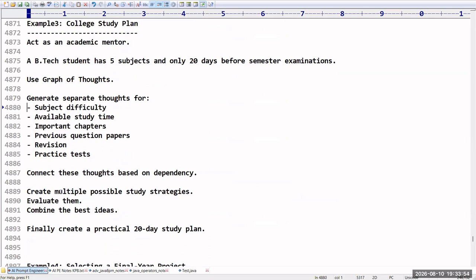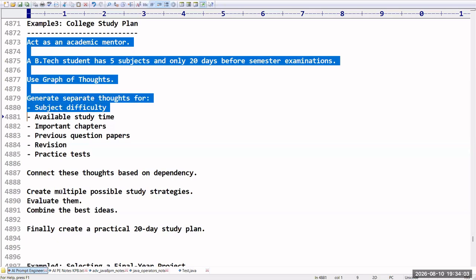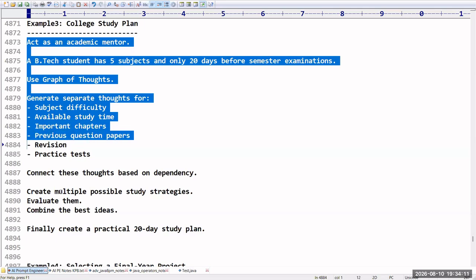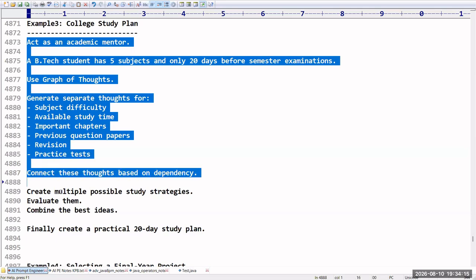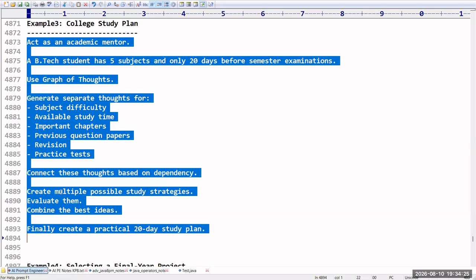Sir, act as academic mentor. A BTech student has 5 subjects and only 20 days before semester examination. Use graph of thoughts. Generate separate thoughts for subject difficulty, available study time, important chapters, previous question papers, revision, practice test. Connect these thoughts based on the dependency, create multiple possible study strategies, evaluate them, combine the best ideas, finally create a practical 20-day study plan.